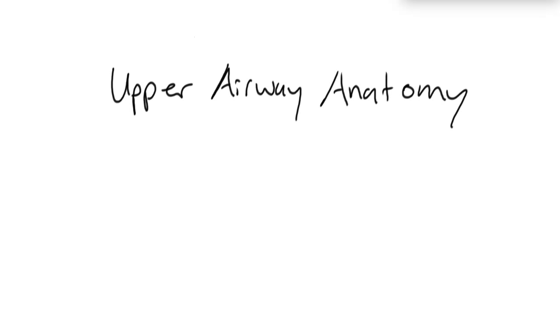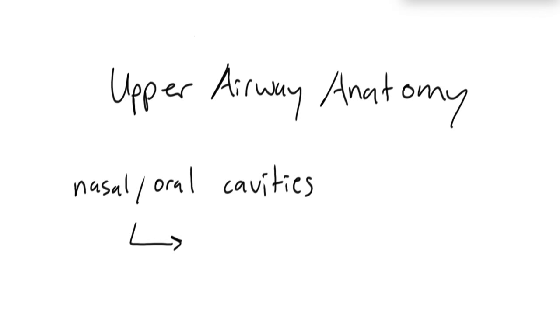Hi guys, and welcome to this short video on the basics of upper airway anatomy. We're going to look at the basic structures from the nasal and oral cavities, moving down to the vocal cords. This is conventionally known as the upper airway.